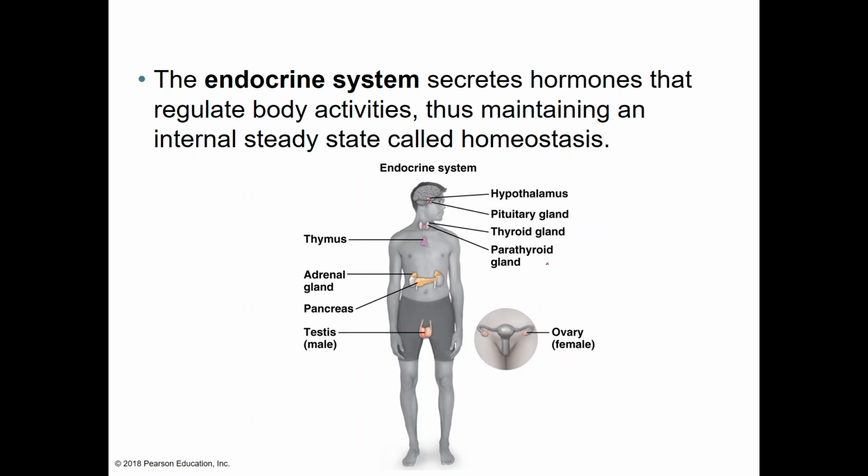The endocrine system, as I mentioned, is our hormonal system. It regulates body activities that help us maintain that internal state that we've talked about. I know we talked about it in Bio 101, that state of homeostasis. It helps us maintain that internal steady state that our bodies need in order to thrive.